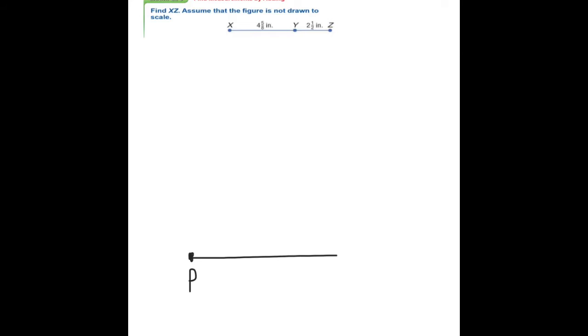So point P, point M, and point Q. So the definition of betweenness says that M is between P and Q if and only if all 3 points are collinear. You see that all 3 points lie in the same line, so they are collinear, and the distance from P to M plus the distance from M to Q has to equal the distance from P to Q.